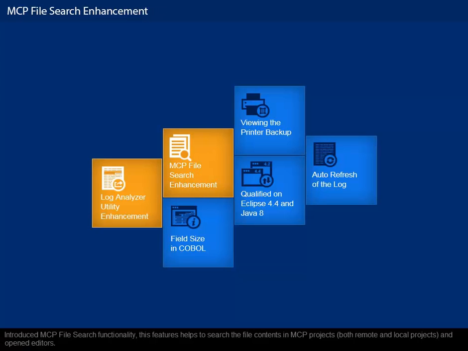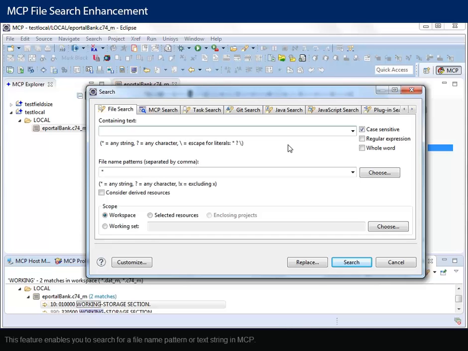Let's understand the MCP File Search functionality. This feature helps to search the file contents in the MCP projects, both remote and local projects, and open editors. This feature enables you to search for a file name pattern, or text string in the MCP.